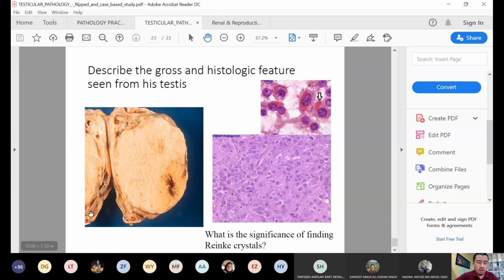Okay, so why is the cut surface yellow? Because of steroid hormone from production of cholesterol. Yeah. Okay. Good. Okay. So because it's from cholesterol, so it's a steroid hormone. Okay.